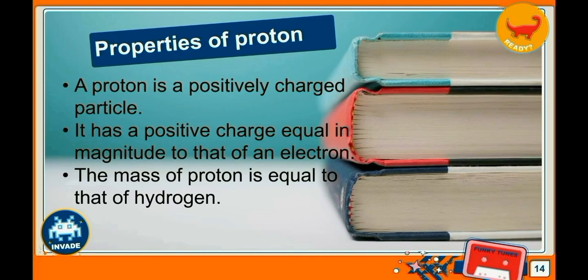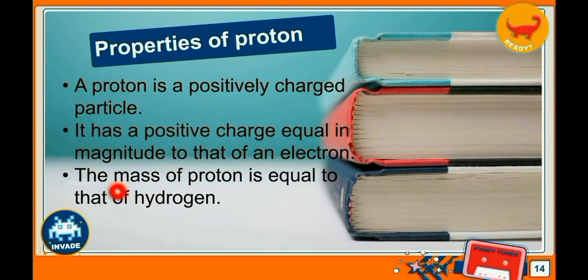Okay, let me tell you how a positive charge cancels a negative charge. Suppose you have 5 positive charges, so what is the magnitude? 5. And you have 5 negative charges. According to the second point, a positive charge is equal in magnitude to that of an electron. So if 5 positive charges are present and a particular atom also has 5 negative charges, they can cancel each other, and we can declare an atom as electrically neutral.